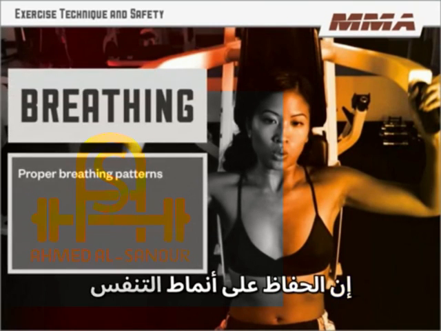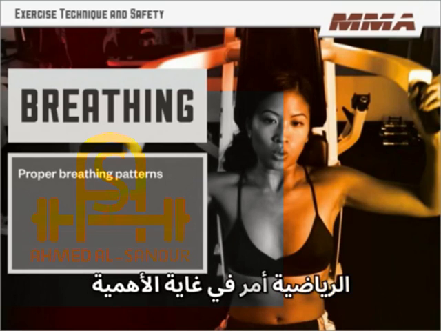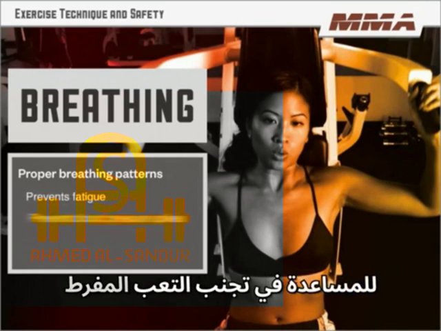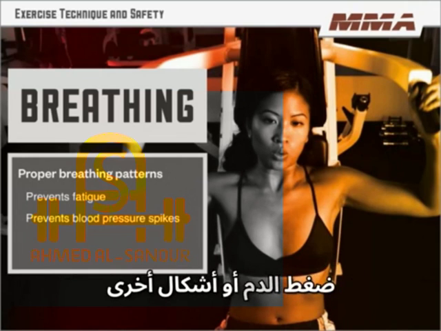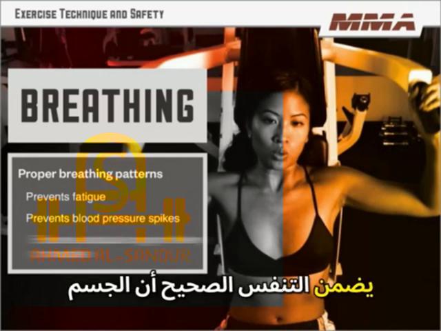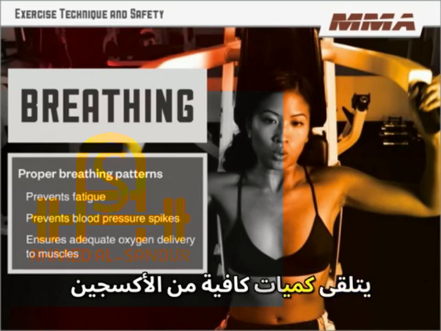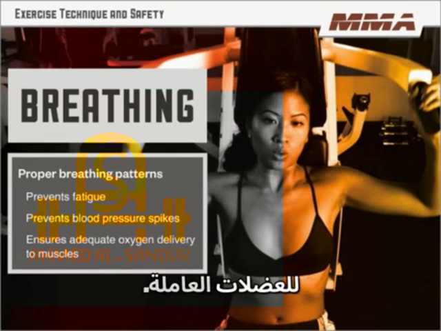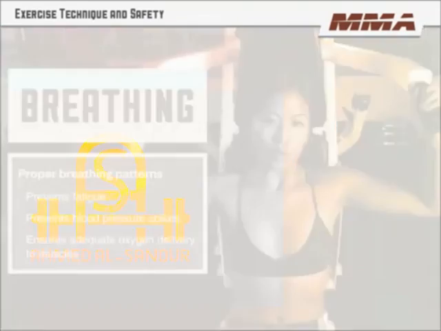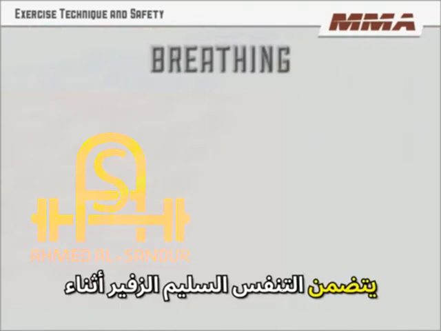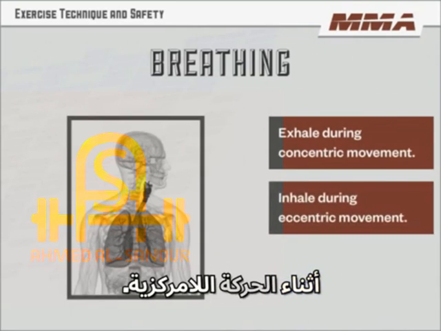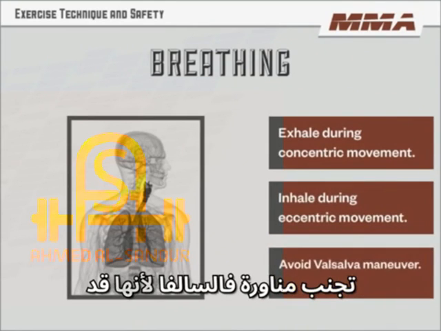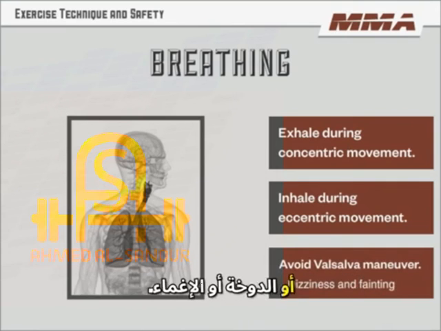Maintaining proper breathing patterns during exercise is extremely important to help avoid undue fatigue and spikes in blood pressure, especially for clients with chronic diseases such as hypertension or other forms of heart disease. Correct breathing ensures the body is receiving adequate amounts of oxygen for working muscles. Proper breathing includes exhaling during concentric movement and inhaling during eccentric movement. Avoid the Valsalva maneuver because it can raise blood pressure and cause headaches, dizziness, or fainting.